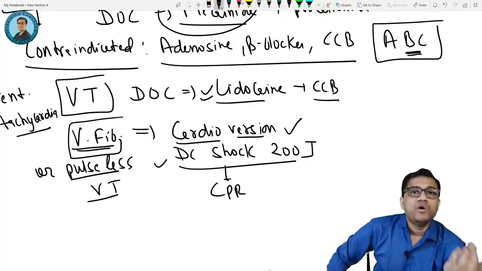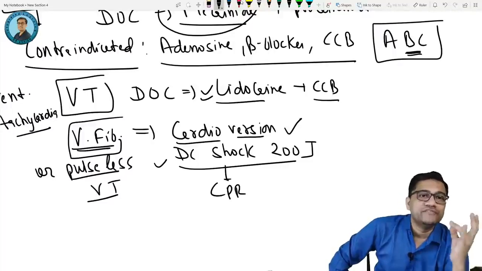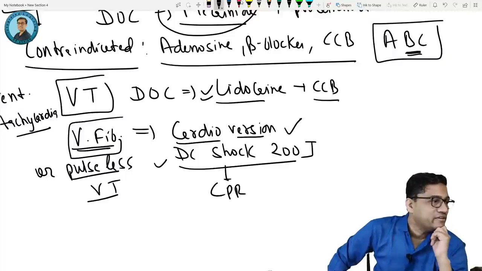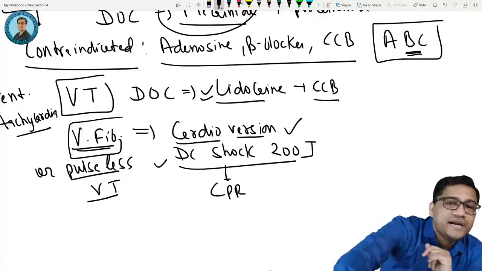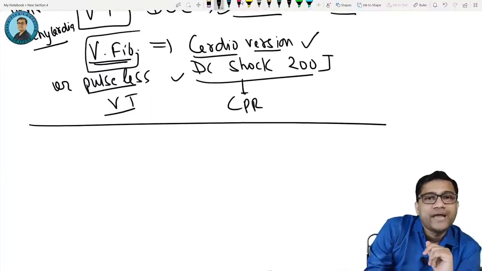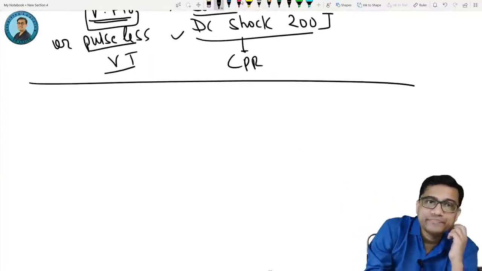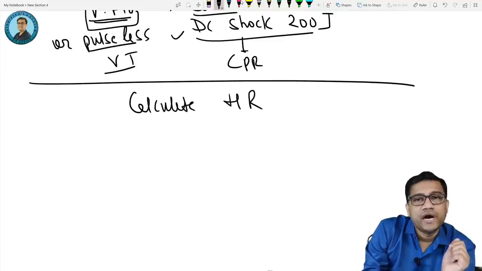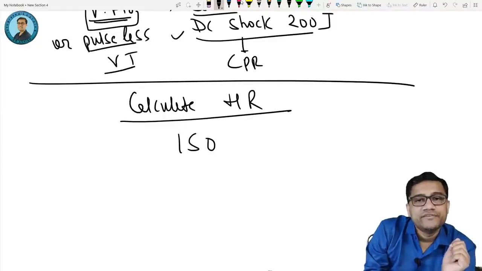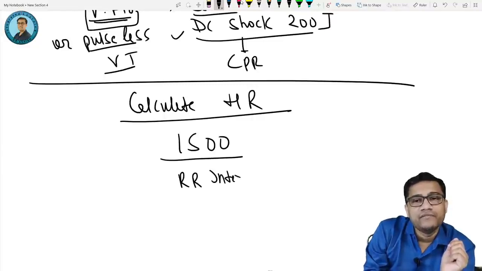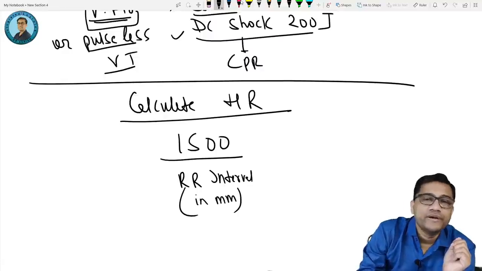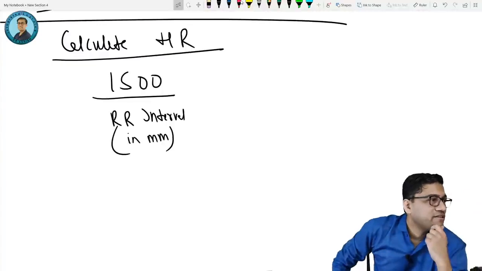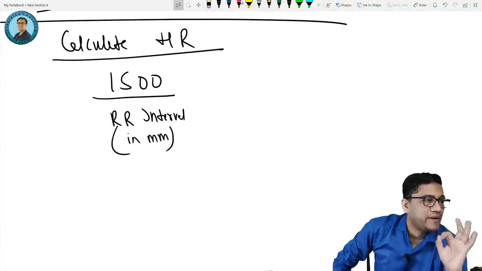Cardioversion, okay. Now the question is, how do you differentiate VT, VFib, and so on? That we will see. So first understand something: how do you calculate the heart rate? So remember, the formula is 1500 by RR interval in millimeters. Are you clear? So what is the formula? I'm explaining, don't worry.